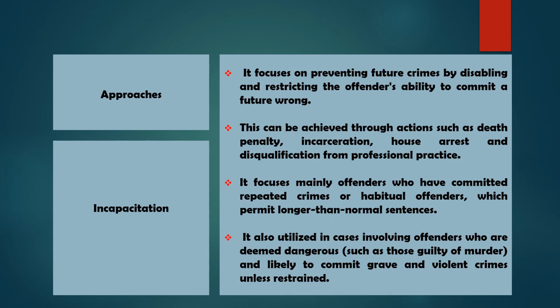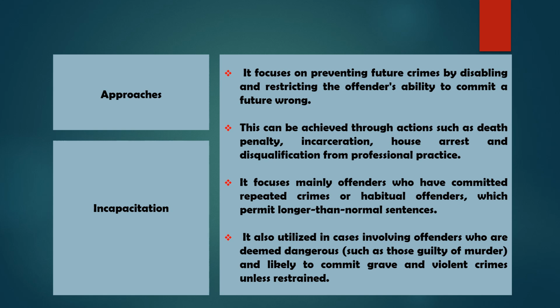The other approach or type is what we call incapacitation. Now, incapacitation focuses more on preventing future crimes by disabling and restricting the offender's ability to commit a future wrong. And this is largely achieved through actions such as death penalty, long-term imprisonment, house arrest, and even disqualification from professional practice.